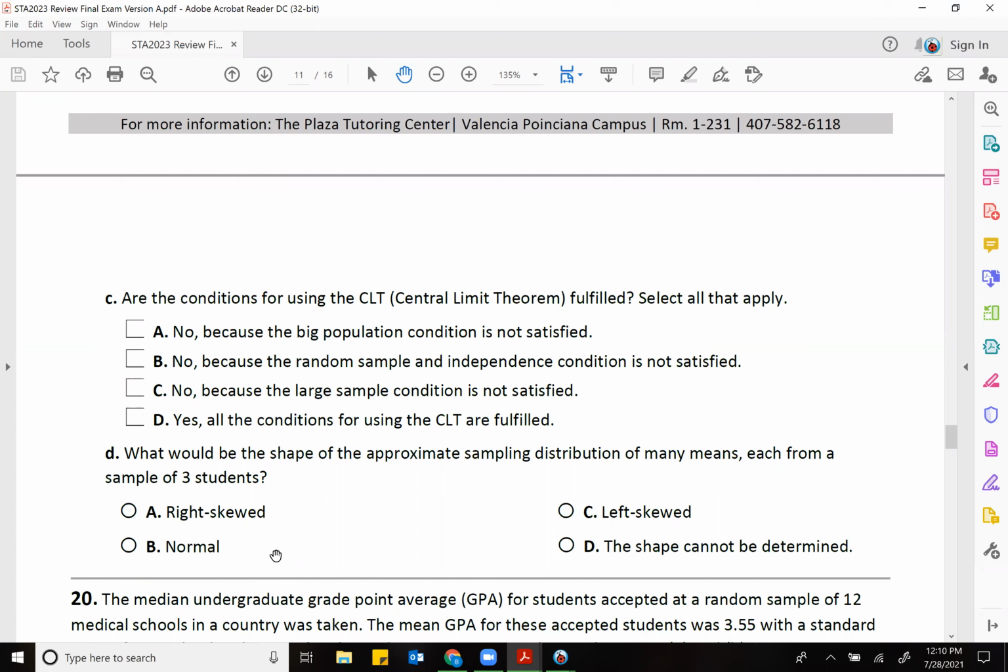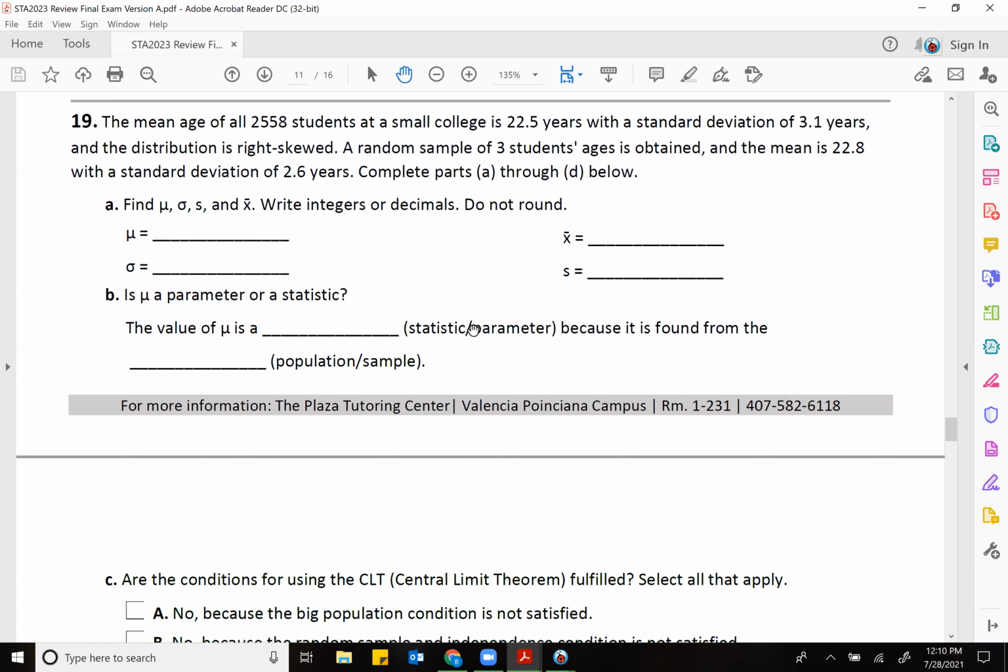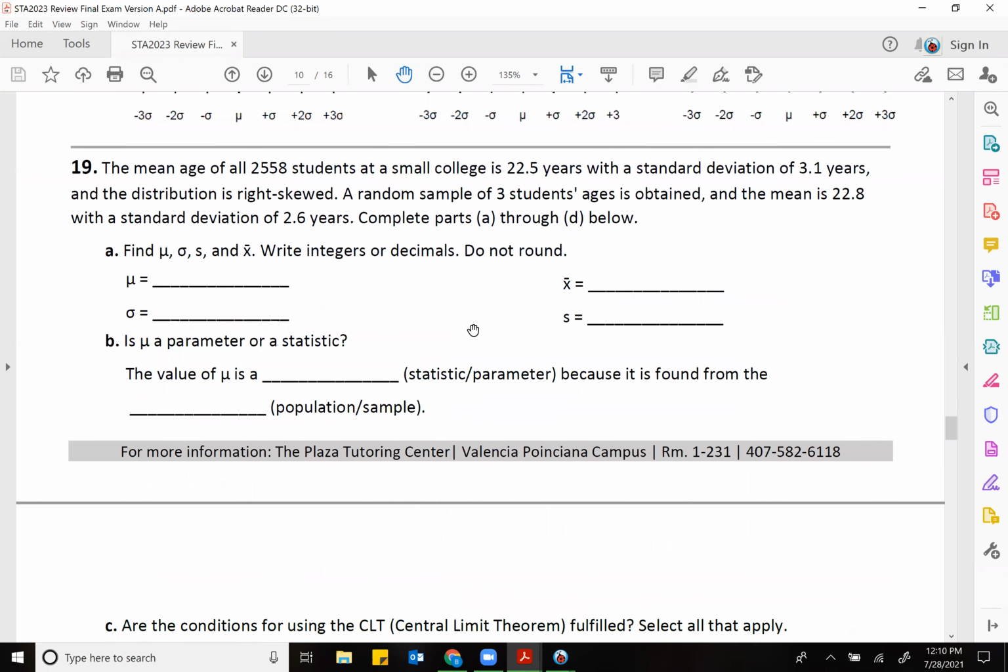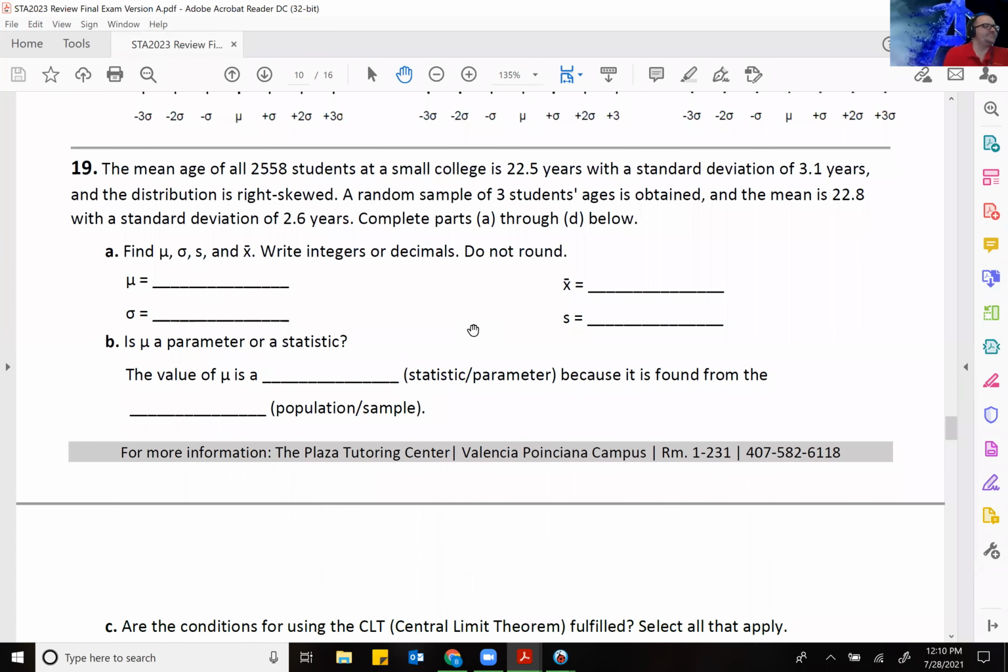Can I see the question again? Yeah, read it there. The question is, are the conditions met? Yes, right there. There you go. I agree. Same. Yeah, the sample is 3 students, so it's too small. Too small. Are you sure? All right, well, let's double check.